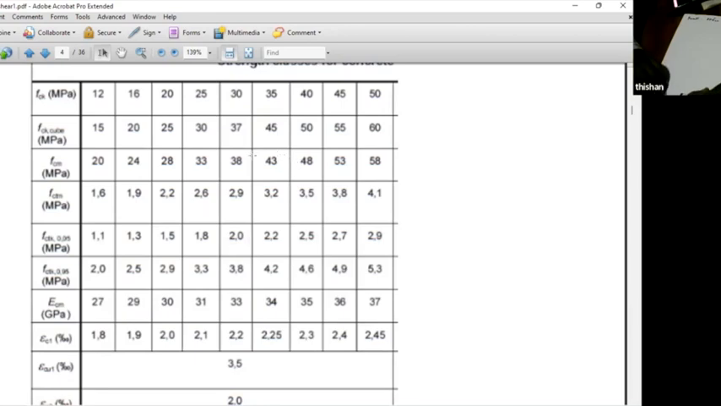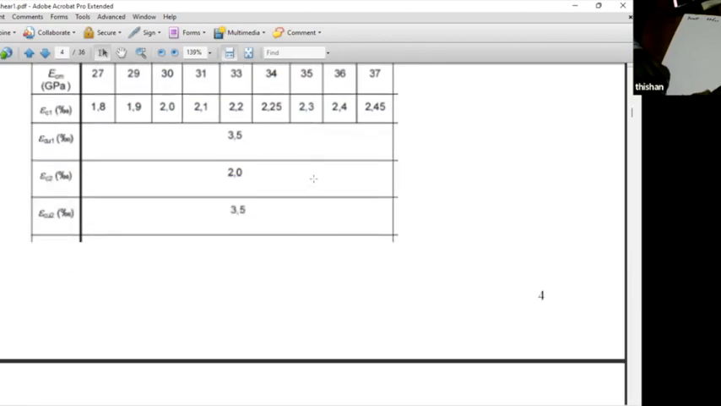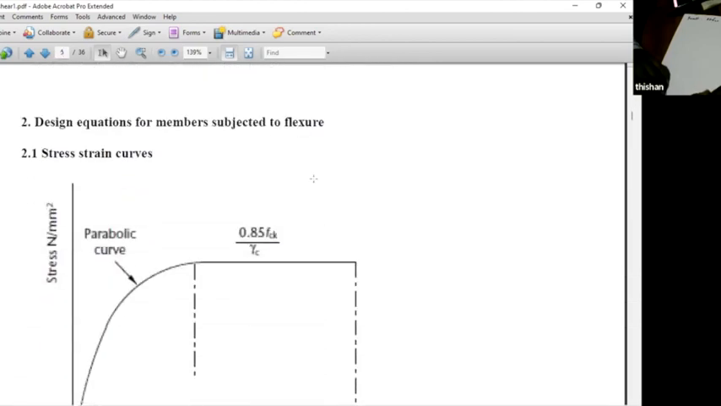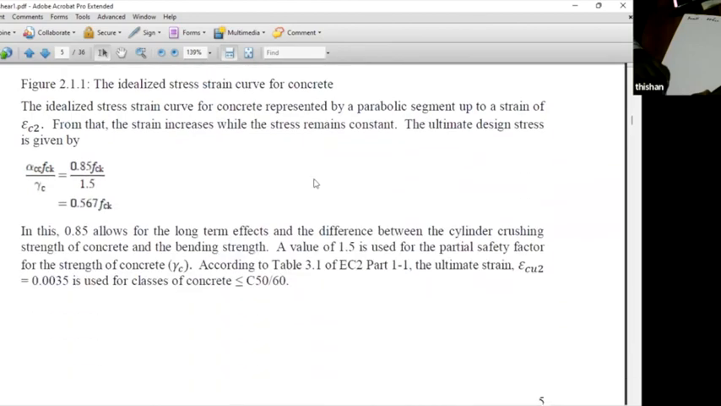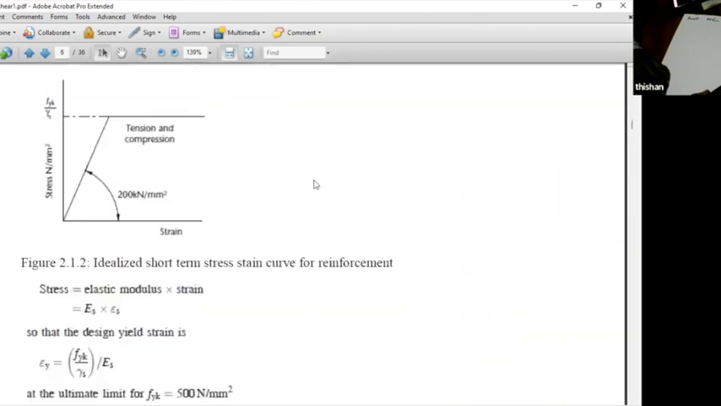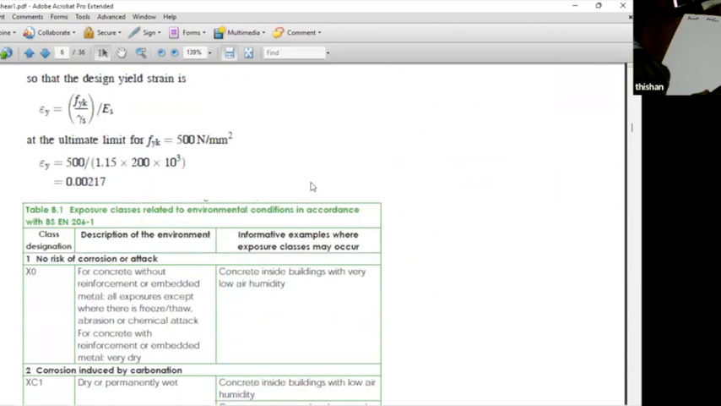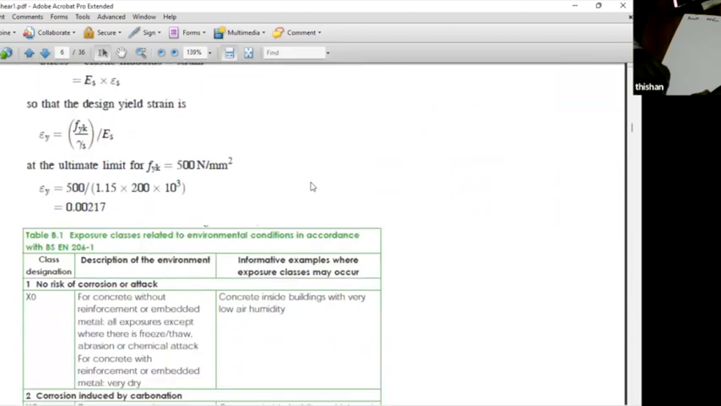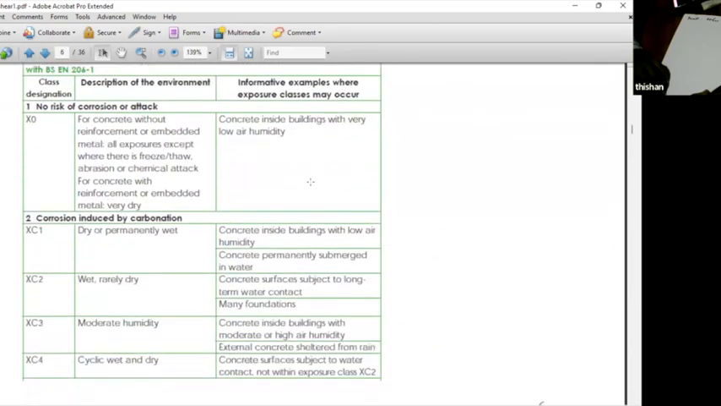Based on all this information, now we have to see what the cover requirements are. I'm sure you are familiar with all these things now. Now we have to see what the cover requirements are. And you can see this is XC3, for concrete inside buildings with moderate or high air humidity.